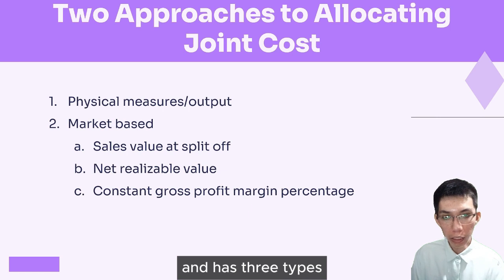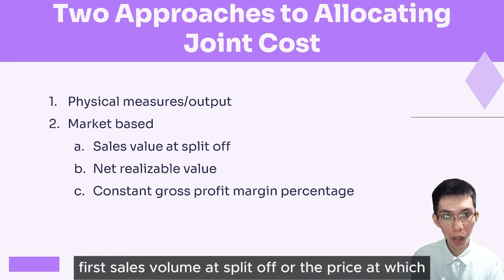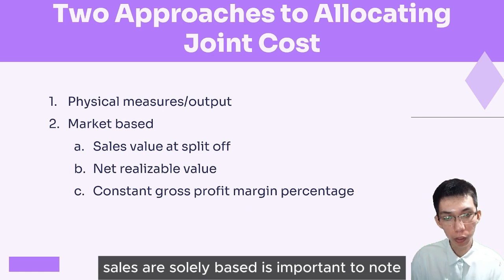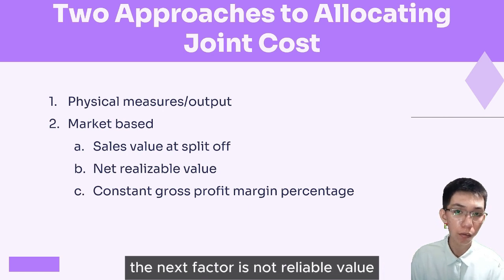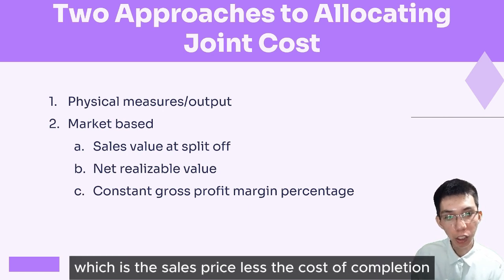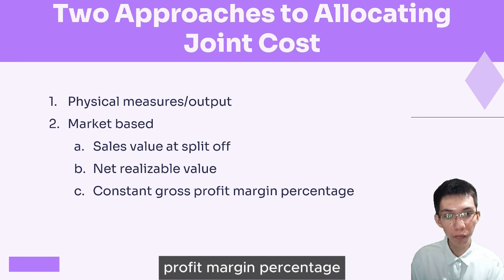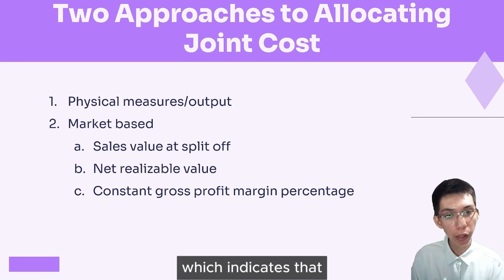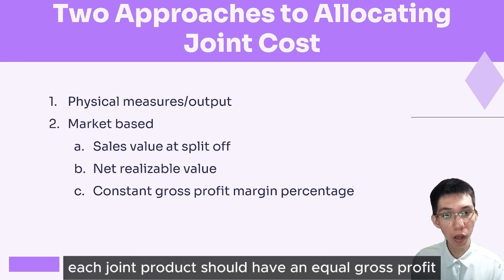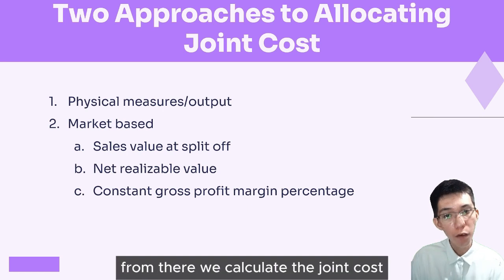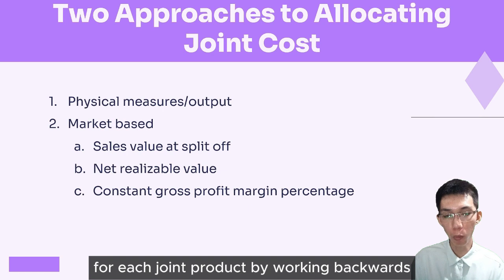and it has 3 types. First, sales value at split-off, where the price at which sales are solely based is important to note. The next is net realizable value, which is the sales price less the cost of completion, disposal, and the sale. The third is constant gross profit margin percentage, which indicates that each joint product should have an equal gross profit. From there, we calculate the joint cost for each joint product by working backwards.